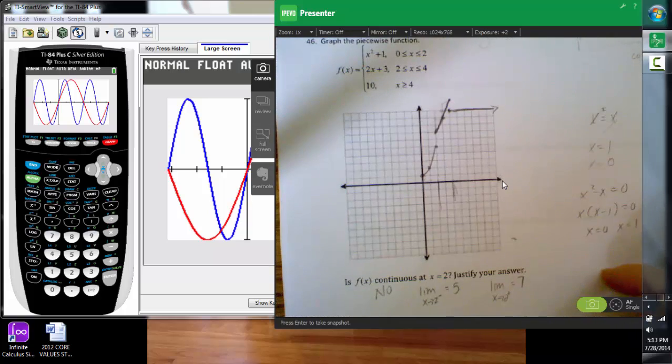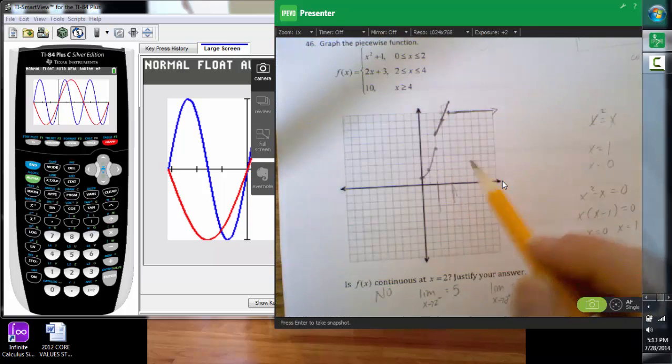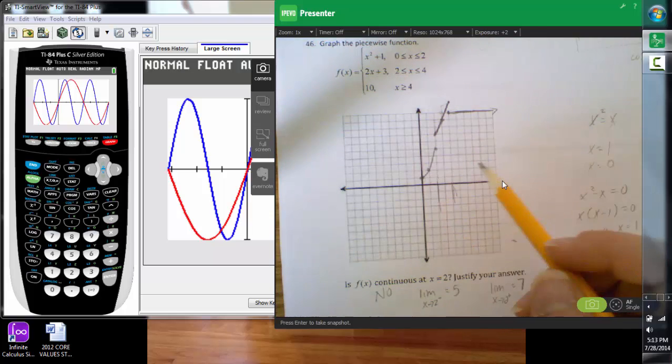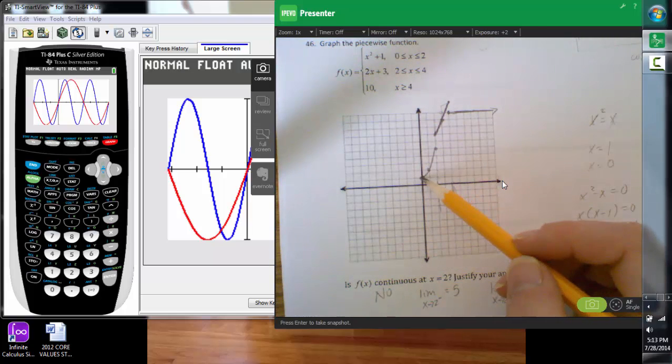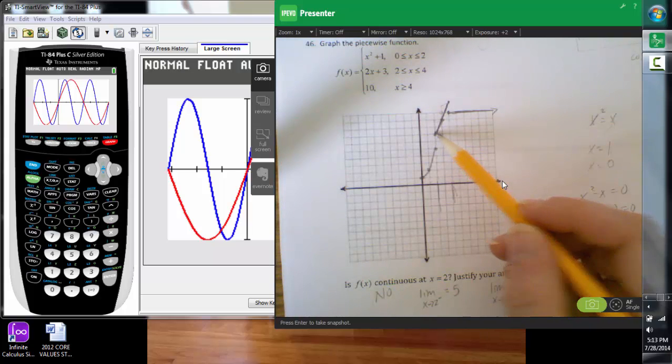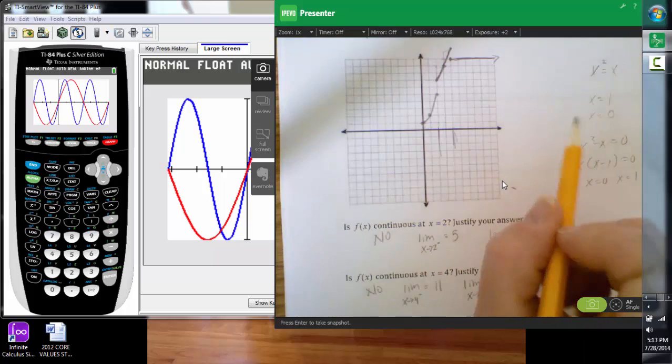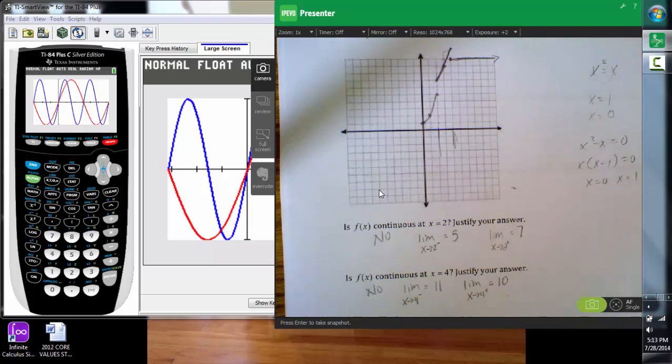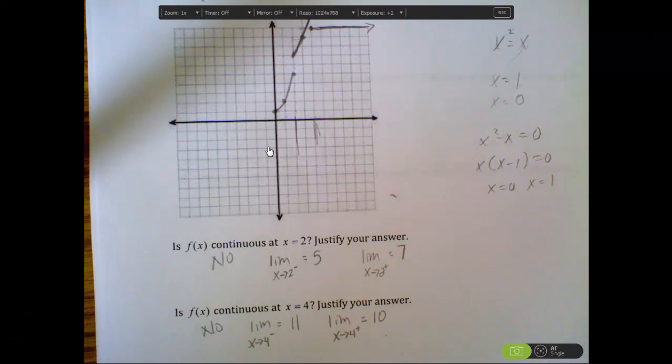So the question says, is it continuous at x equals 2? The rule about continuity is simply, if you have to pick up your pencil, it's not continuous. So as I trace along and I get to x is 2, it jumps up here, so that is not continuous. The reason you have to use to justify it is to say that the limit from the left and the right are not the same.